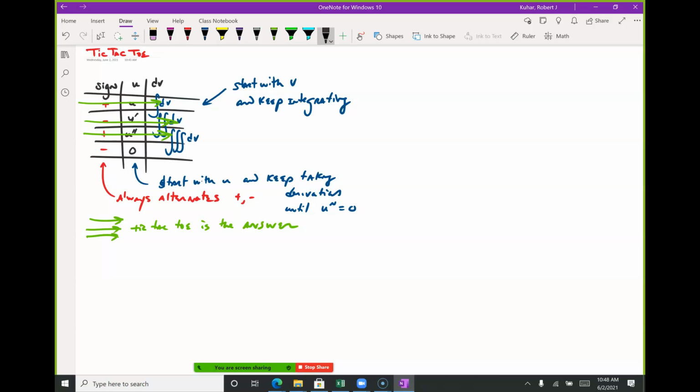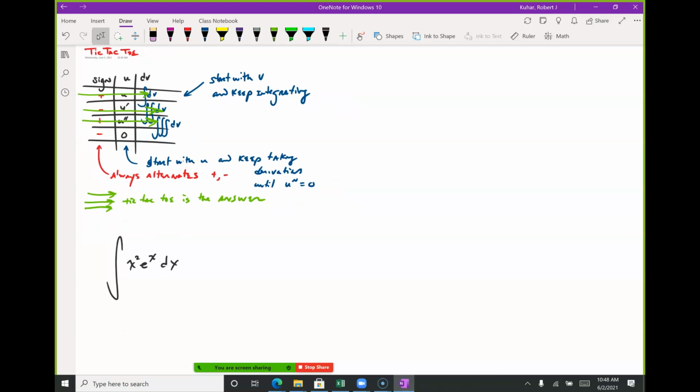Okay, let's do this problem here. So we're doing the integral of x squared e to the x dx, right? Is that what we did last time? No, we did e to the minus x, right? And so clearly I pick u as x squared, and I notice that if I do a derivative, I get 2x. And I do a derivative again, I get a 2. And I do a derivative again, I get a 0. So this is a candidate for tic-tac-toe.